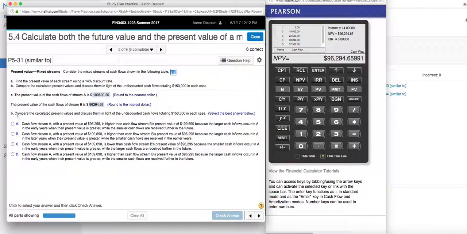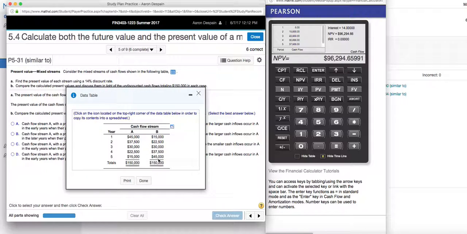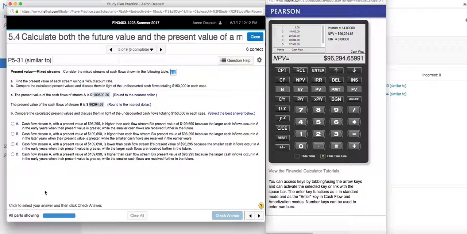And so to answer the second question, which says compare the calculated present values and discuss them in light of the undiscounted cash flows totaling $150,000. The undiscounted cash flows just means the total of the cash flows is the same. They're both $150,000, but which is more valuable based on when they're received. And in this case, cash flow stream A is $109,690, so we know it's narrowed down to these three here. Cash flow stream A with a present value of $109,690 is higher, so we can narrow it down to this one or this one.